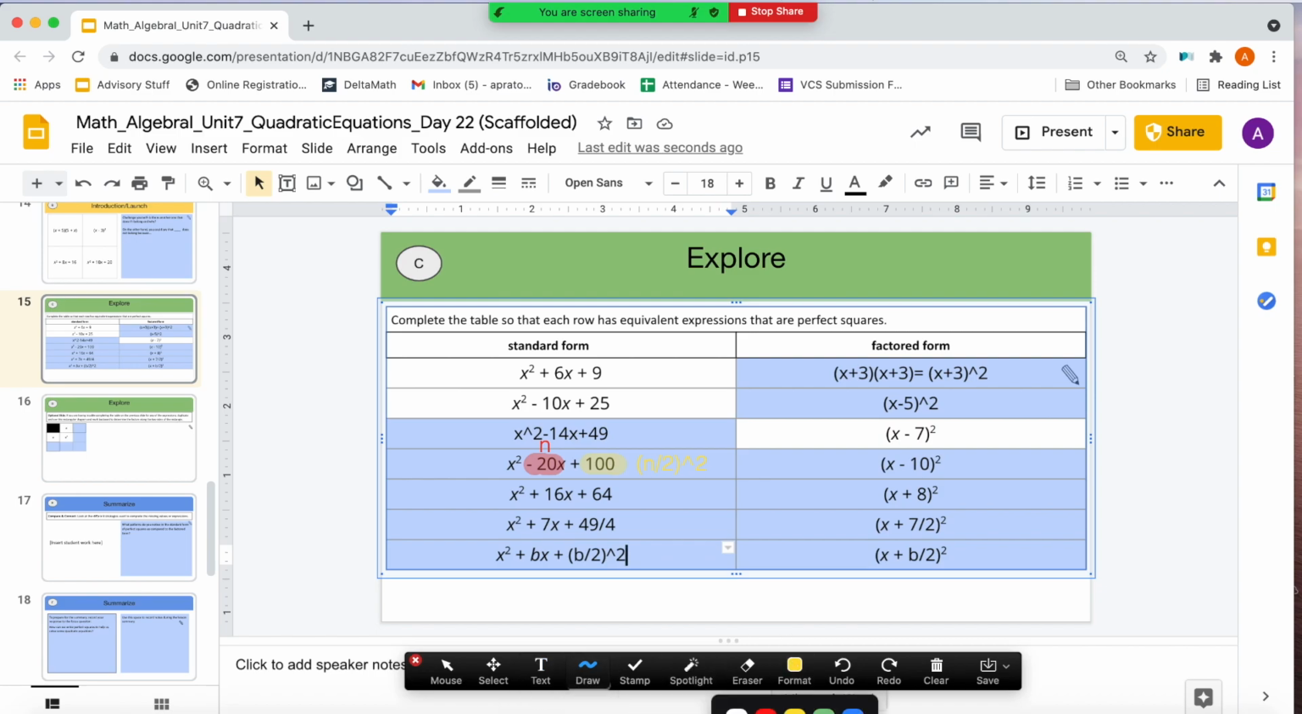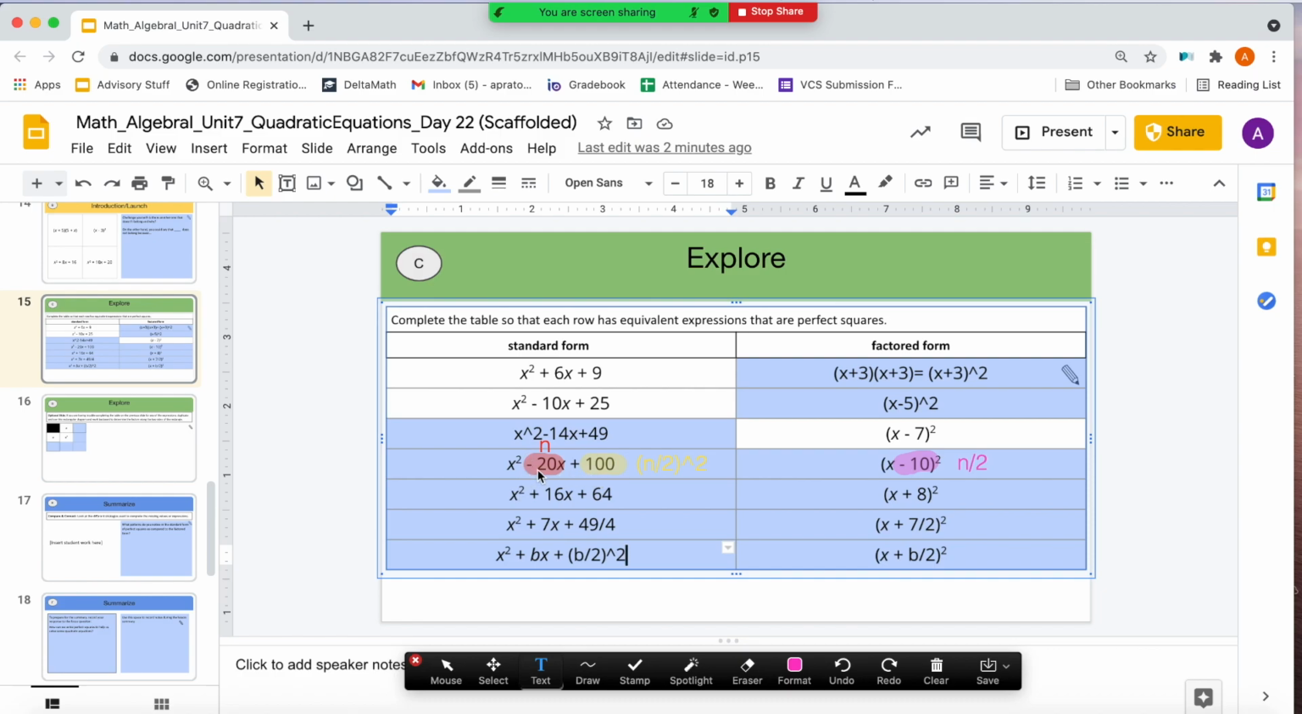And choose a different color, maybe pink. And using color is a way, especially to help students who are maybe more visual learners. I'm going to write n over 2. And this is a way, so I'm going to annotate this way and show the connection, right? So we know if this is n, we divided it by 2, negative 20 divided by 2, and that gave us our factored form constant. And then we took that and we squared it to find our constant in our standard form.